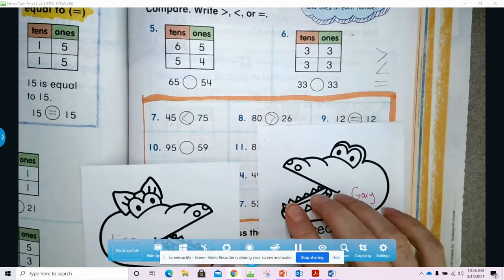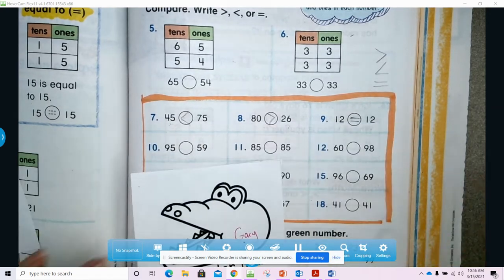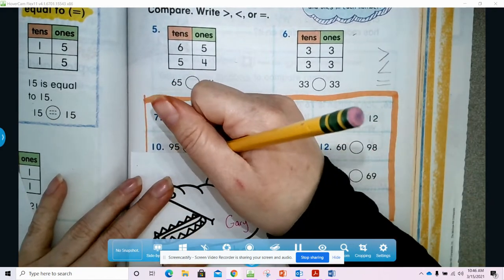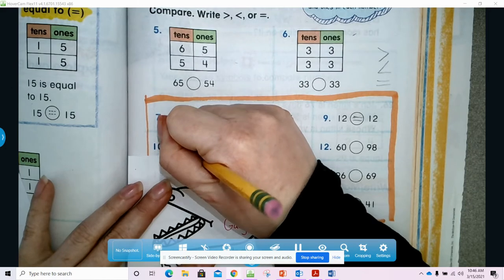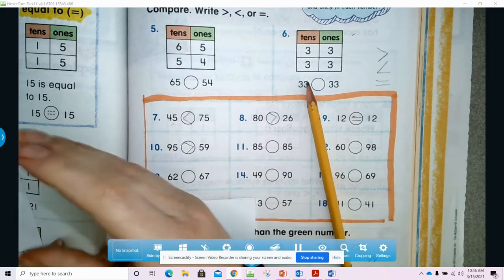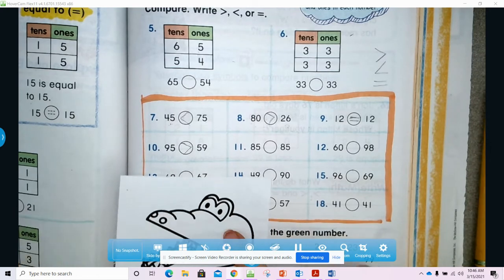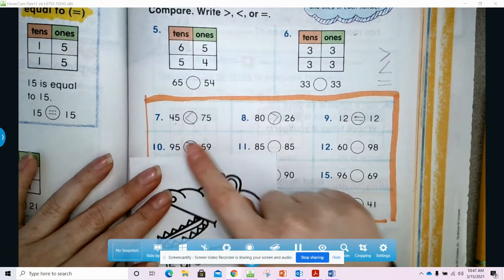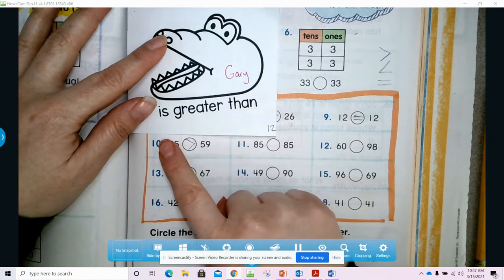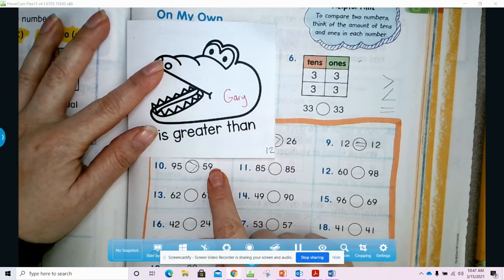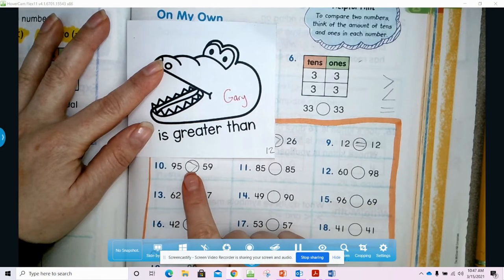So it's going to be greater than Gary. So the chomper, remember, eats the bigger number. So if I were to read this sentence, I would say 95 is greater than 59.